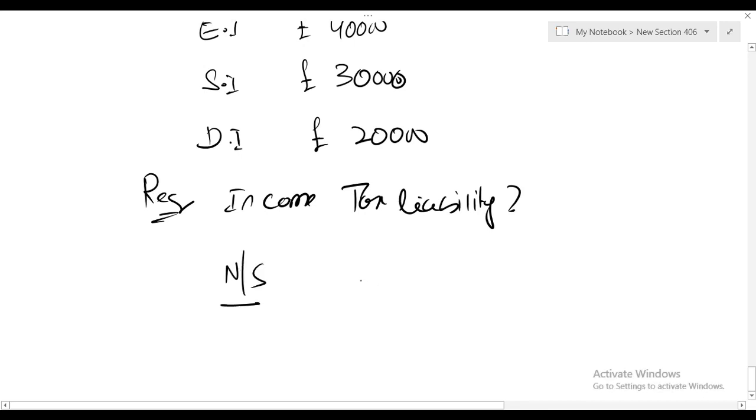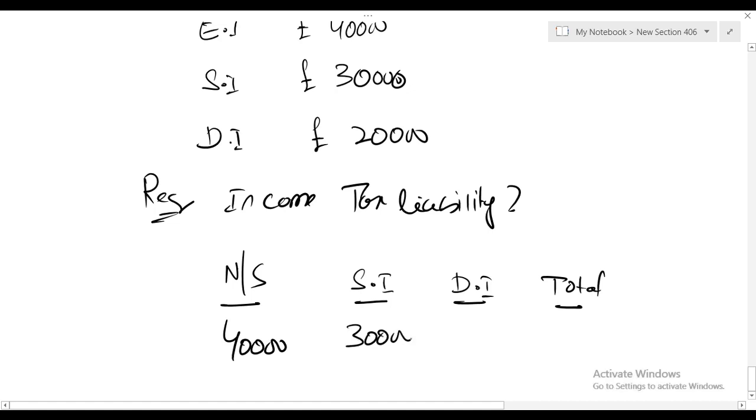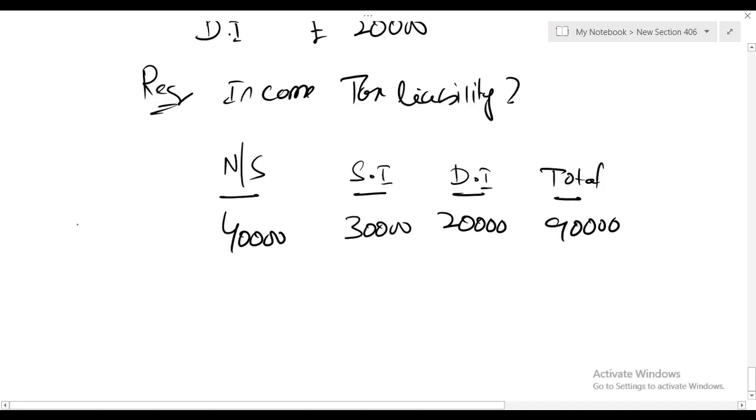The first column is non-saving, second column is saving income, and third column is dividend income. Here comes the total. Employment income is 40,000, which is non-saving income. Saving income is 30,000, which is saving. Dividend income is 20,000. If I add all of them, so obviously I'll get 90,000. So this is actually total income.